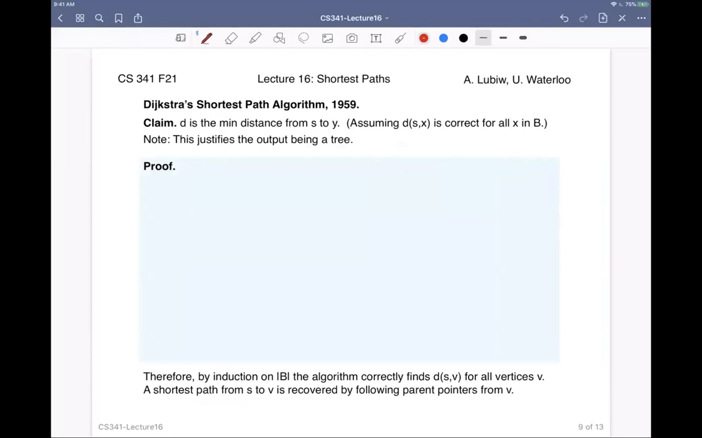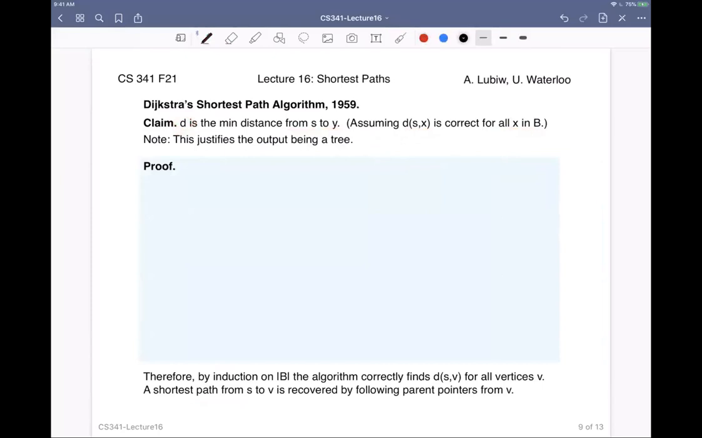So again, the scenario we're in here is that we're assuming that the distance from S to X is correct for all X in the set B. And then we define D like on the previous slide. And then the claim is that that value D is the minimum distance from S to the vertex Y.